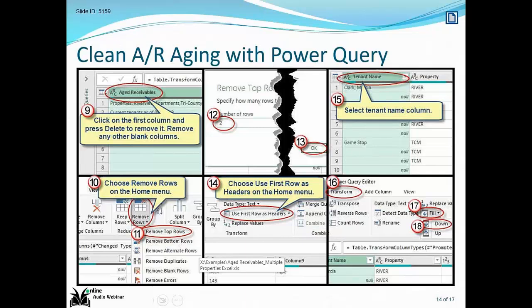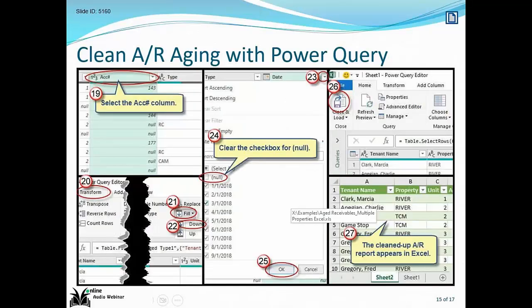That will take the first row and move the headings up into the worksheet frame. So we'll choose Transform, Fill, and then Down. Then we will filter the Date column and we'll clear the checkbox for Null. That will weed out the blank rows and the totals, and then we'll have just the actual transaction rows.